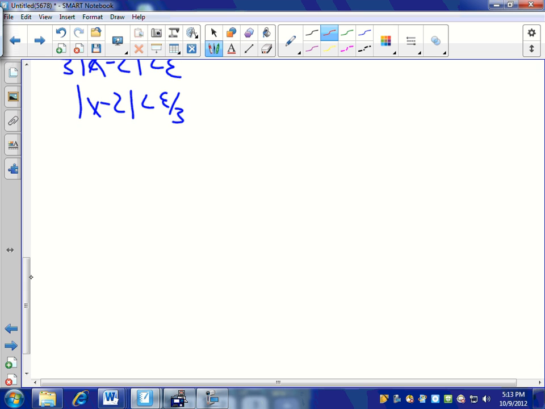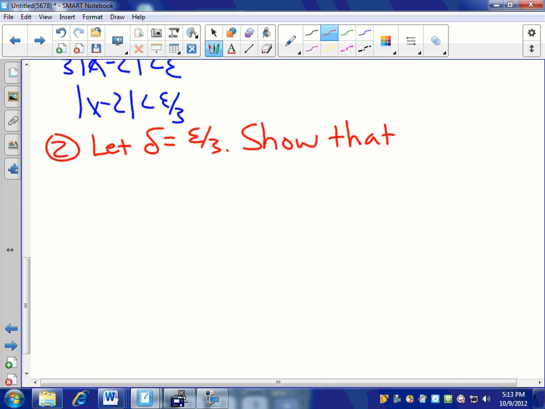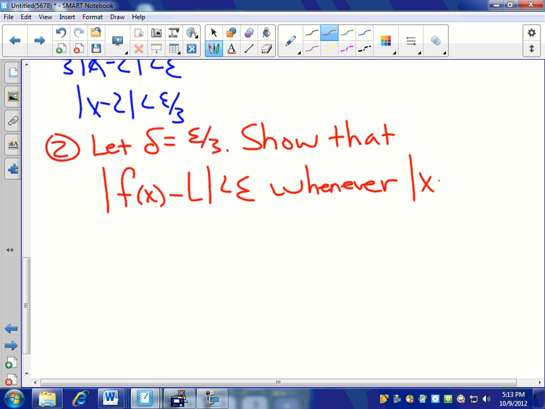Now the second part is to let delta equal epsilon over 3. Show that the absolute value of f of x minus L is less than epsilon whenever the absolute value of x minus a is less than delta. So I got to do that.